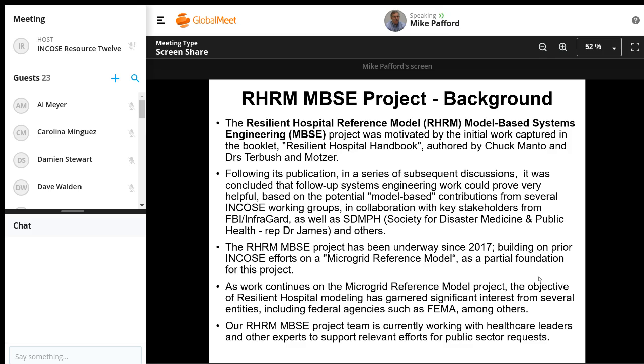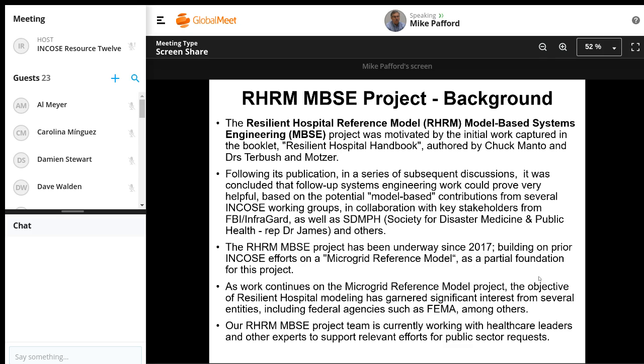Now, following the publication of this booklet, and a lot of discussions after that, it was decided that follow-up systems engineering work might prove very helpful, based on potential model-based contributions from several INCOSE working groups, working in collaboration with key stakeholders from FBI InfraGard and SDMPH and public health subject matter experts and representatives like Dr. Terbush, Dr. James, Dr. Donut, and others.